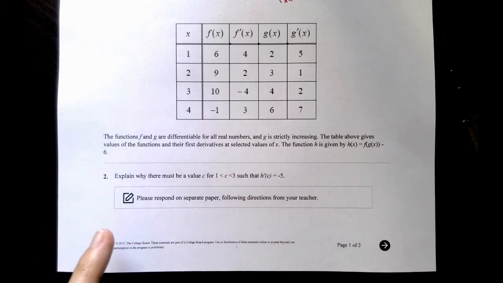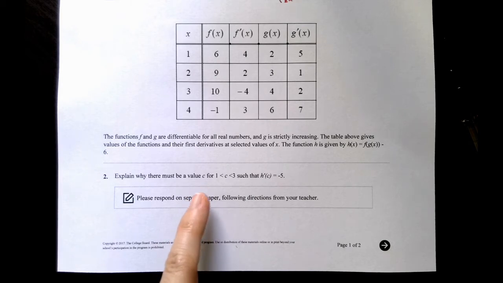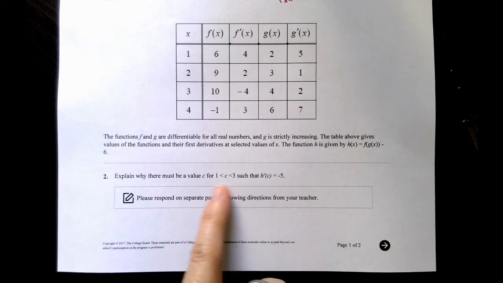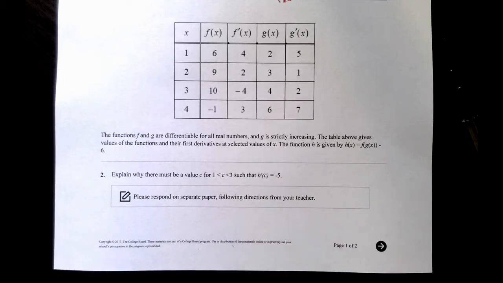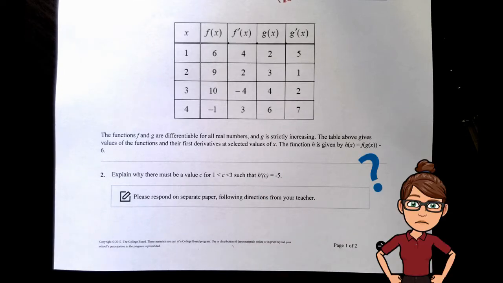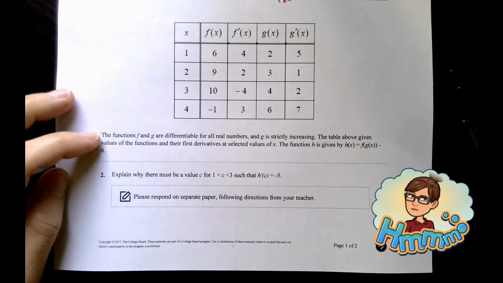So question 2 is saying, explain why there must be a value c in the open interval from 1 to 3, where c is in that open interval, such that h prime at this c value is negative 5. So you're going to sit here and look at this and go, oh man, I don't know what to do here. This is super confusing. So let's take a step back and think about this for a moment.